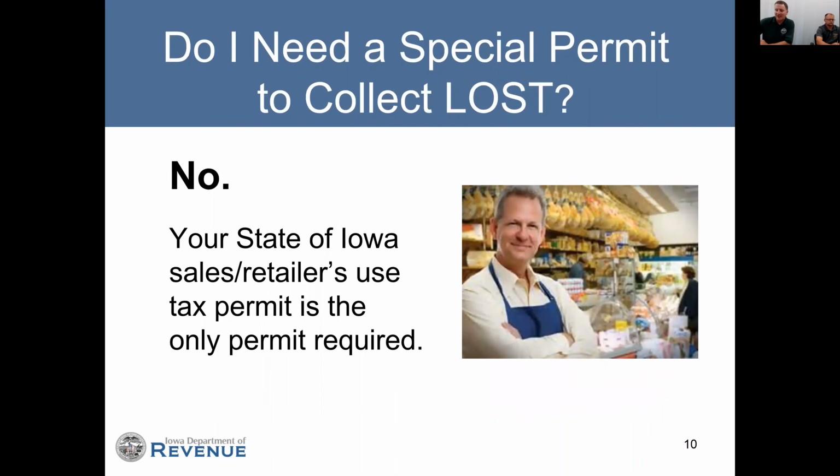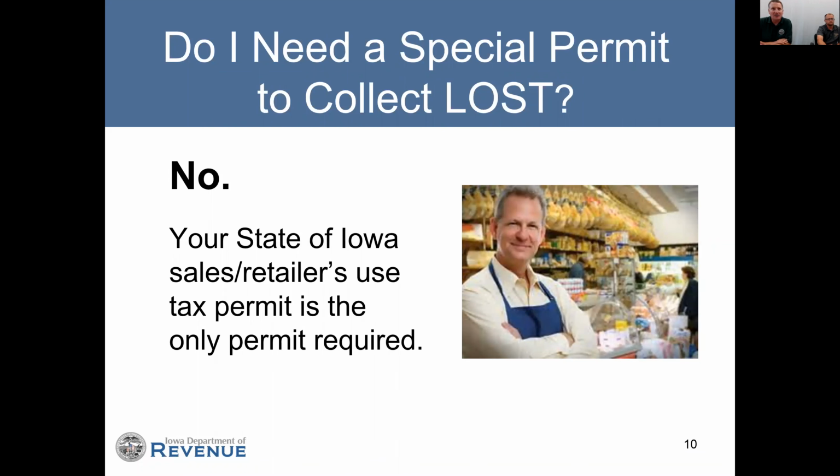First thing that people ask us many times is, do I need a special permit to collect this LOST? The answer is no. If you are already registered for Iowa sales tax or Iowa retailer's use tax, you're automatically set up for the local option sales tax. And with that, you do all the filing through the Department of Revenue, and you also remit all the tax to the department. The Department of Revenue will disperse that 1% local option tax to the proper area.